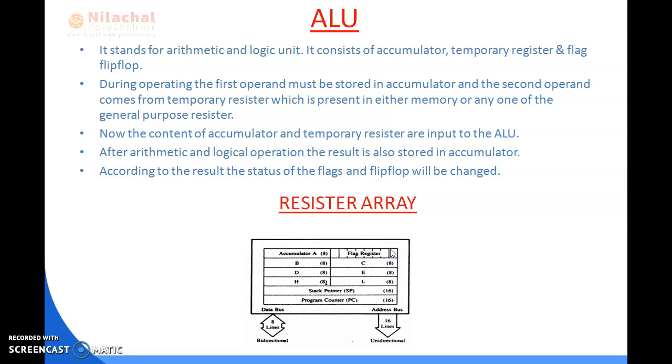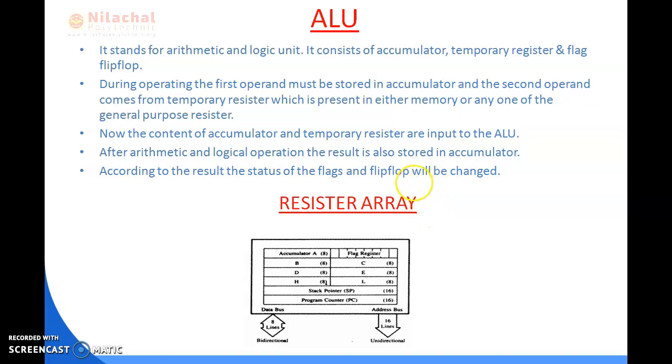So ALU stands for Arithmetic and Logic Unit. It consists of accumulator, temporary register and flag flip-flop. It performs arithmetic and logical operations like addition, subtraction, multiplication, division on 8-bit data. During operation, the first operand must be stored in the accumulator and the second operand comes from the temporary register, which is present in either memory or any one of the general purpose registers.